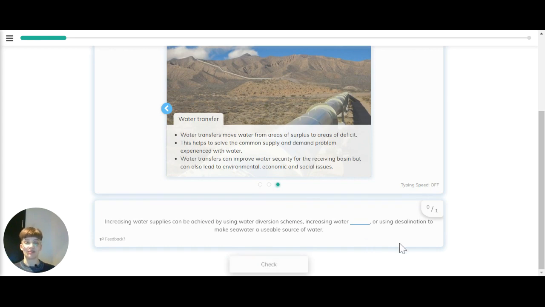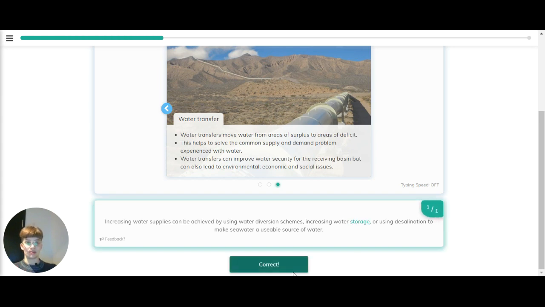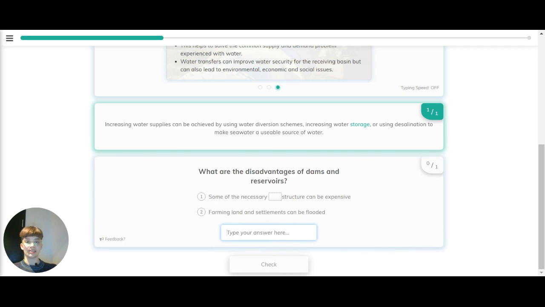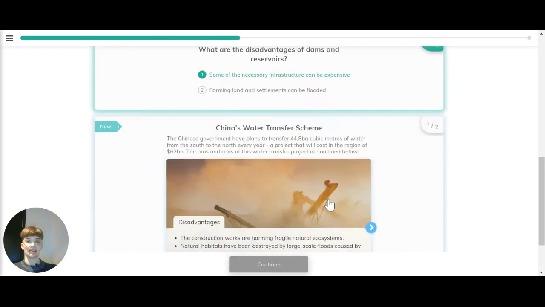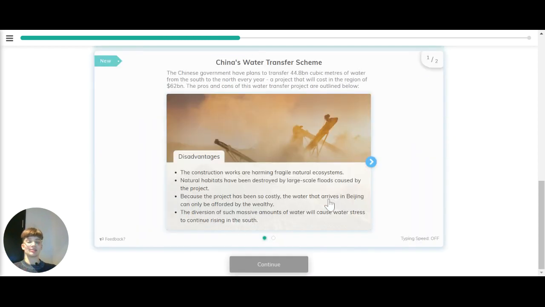Let's just do a quick recap of all of those different pieces of information. Increasing water supplies can be achieved using water diversion schemes, increasing water storage, or using desalination to make seawater a usable source of water. The correct answer is increasing water storage. What are the disadvantages of dams and reservoirs? Firstly, some of the necessary infrastructure can be expensive, and secondly, farming land and settlements can be flooded.